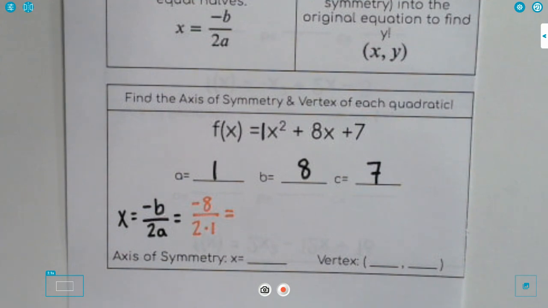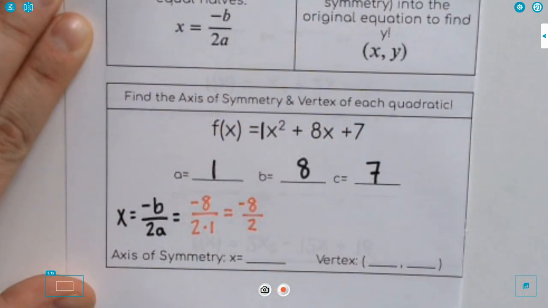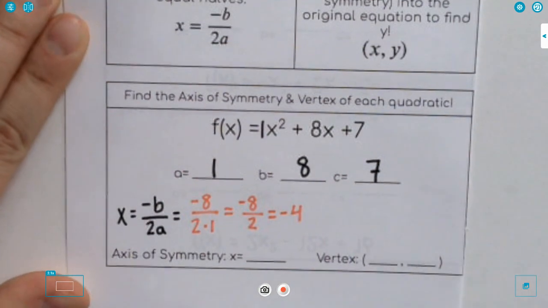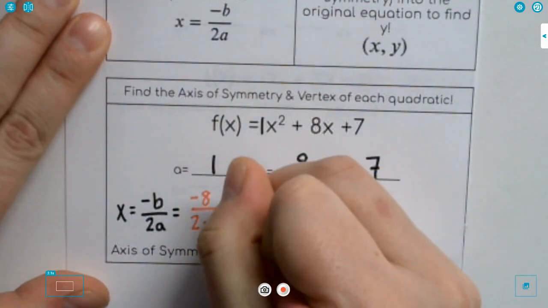Then I need to work that out. I always multiply the bottom first and then divide it out. So 2 times 1 is just 2. Now I have negative 8 over 2. Negative 8 divided by 2, because fractions are just division, is negative 4. So that right there is my x value. My axis of symmetry is at x equals negative 4.